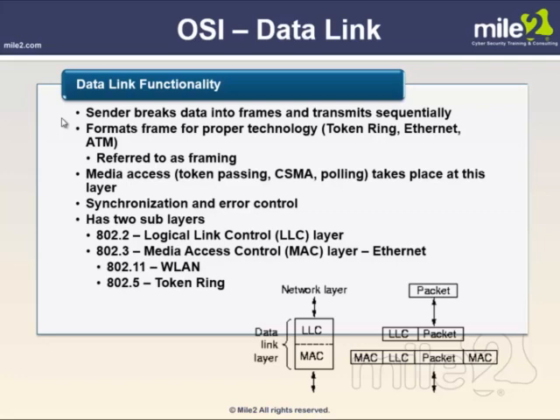We have polling that goes on here, which also takes place at this layer. Synchronization and error control also happens here, and it also has two sublayers. This is the logical link control layer, the LLC, and the MAC, your media access control layer. Not to be confused with the MAC address, which is the physical address of your network card. This is media access control, again, a sublayer of the data link layer.